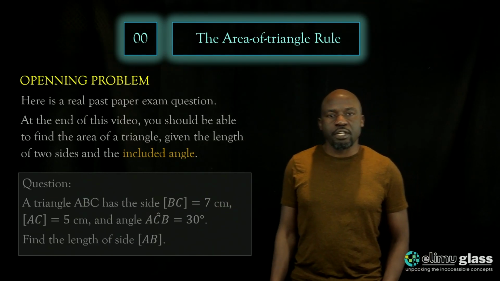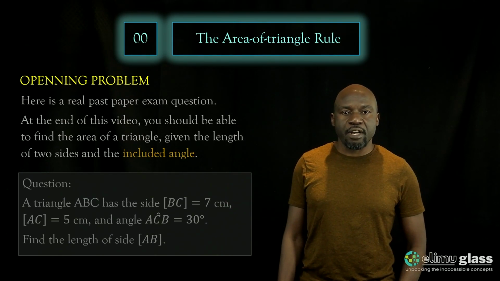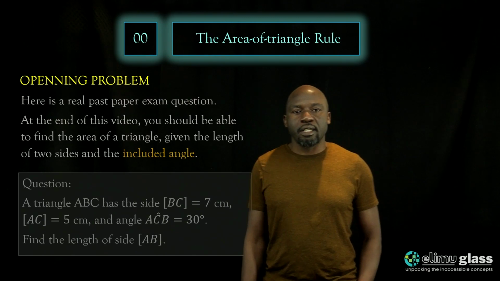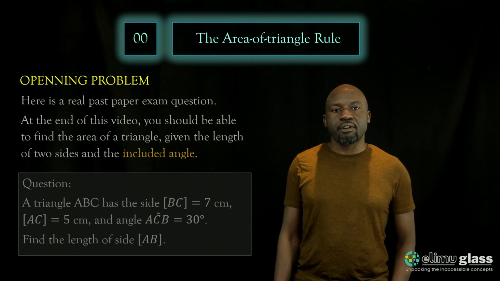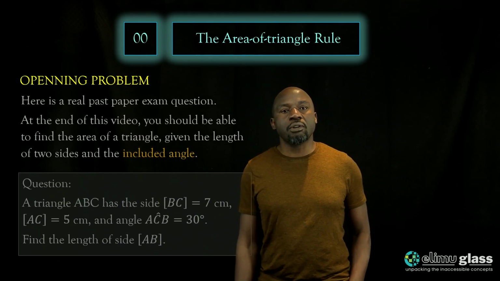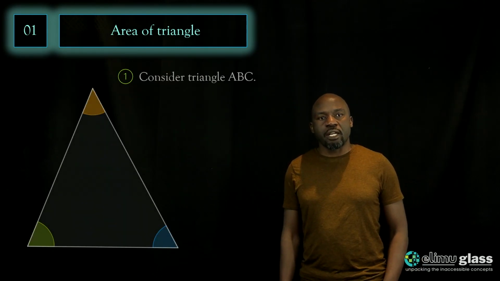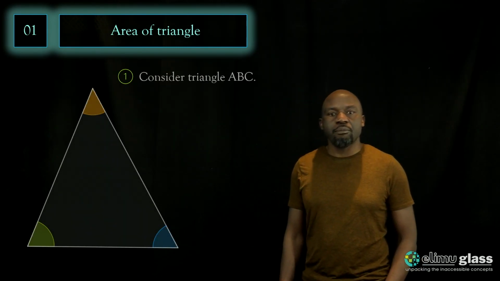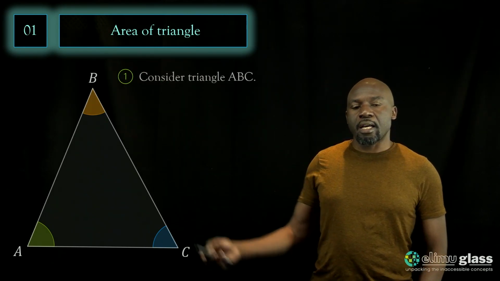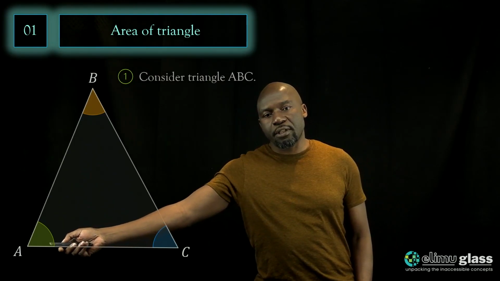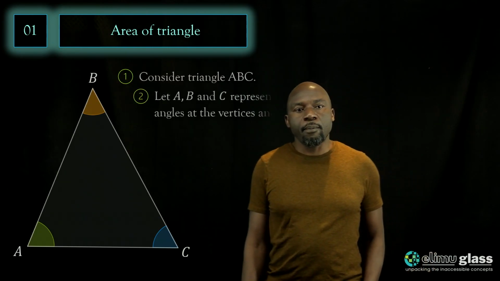So a triangle ABC has the sides BC as 7 centimeters, AC is 5 centimeters, and the angle ACB being 30 degrees. Find the area of the triangle. So here is our triangle. So let's consider this triangle ABC. So we have side a, side b, and side c, and again, remember the side that is opposite to angle A is side a. Okay.